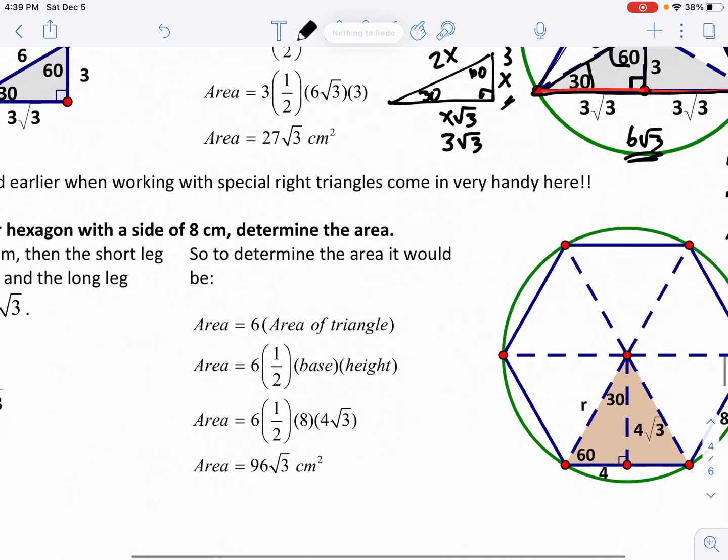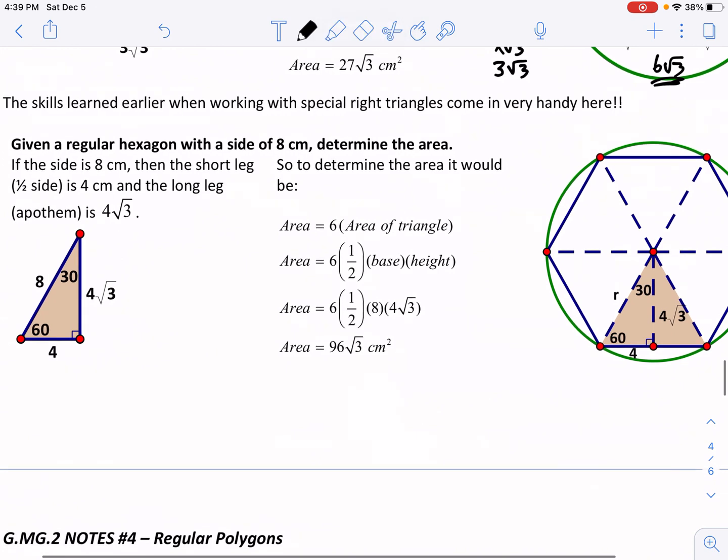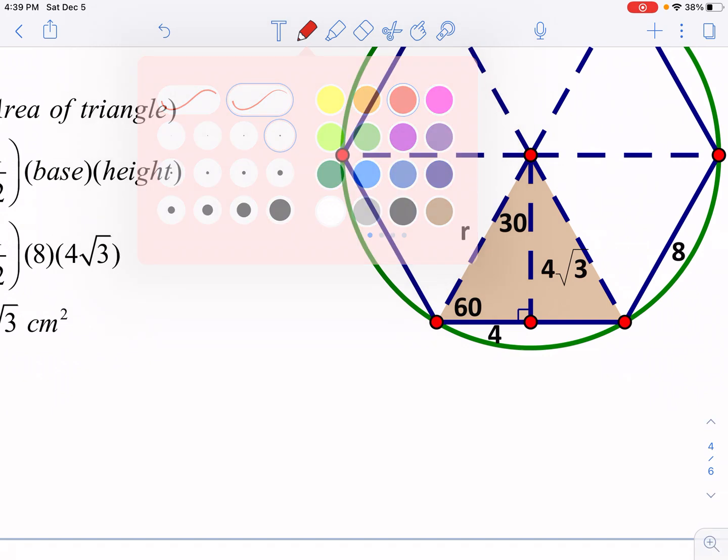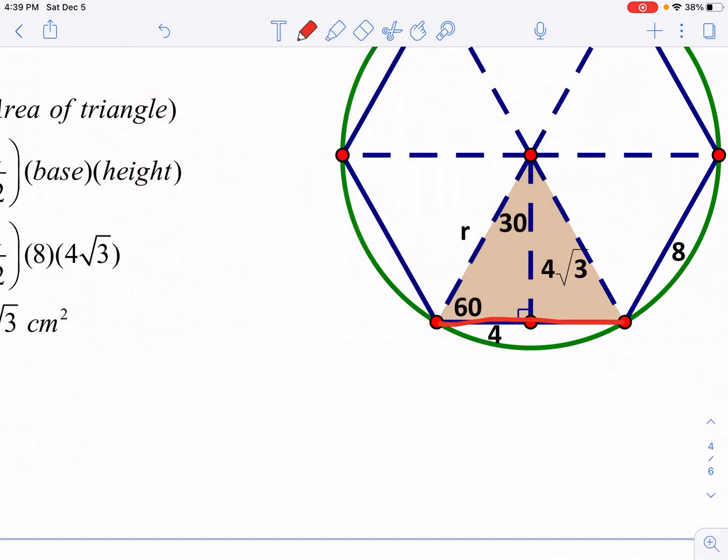Then they also give us an example with a hexagon. And they say the regular hexagon has a side, so not a radius, not an apothem, a side of 8 centimeters, okay? So what they're saying is this whole length is 8, which means half of the length of this triangle would be 4, and this side would be 4.